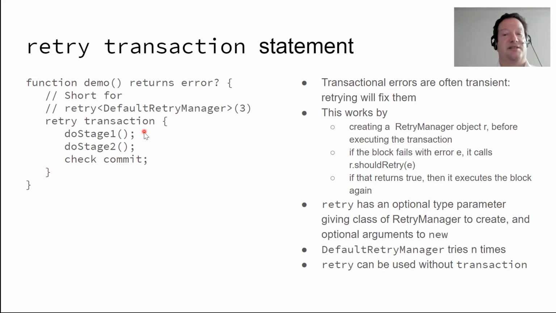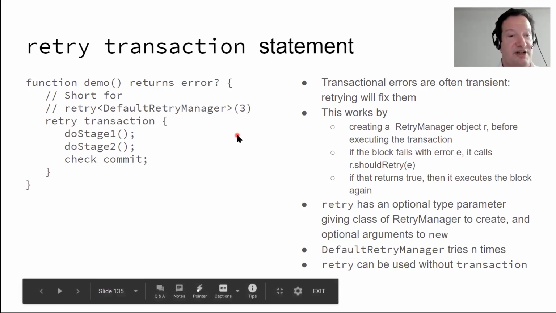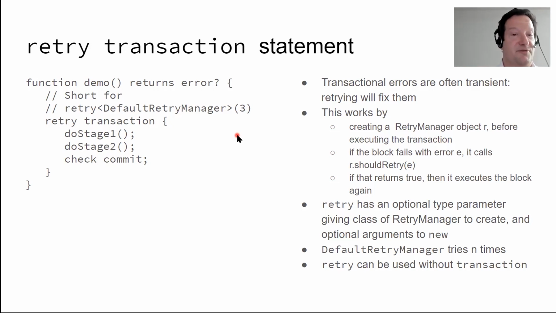What this does is it creates a retry manager object before starting the transaction. If the block fails with an error, then it calls the should retry method with that error. The retry manager then decides whether it wants to retry or not, and if it does, then it will retry that block. The retry manager can do whatever it wants. There's a default retry manager, which is what you get if you don't specify a retry manager.